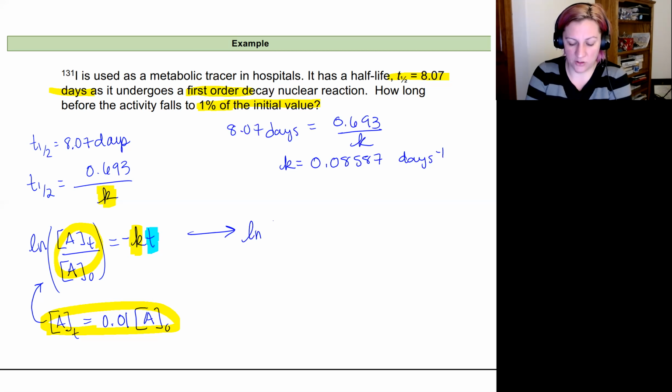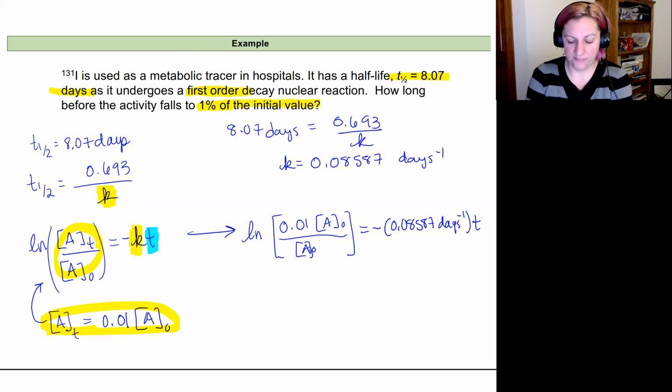So I'll have the natural log of 0.01 of my initial concentration, so that's for time t, divided by my initial concentration. It's equal to negative 0.08587 inverse days times t. So these initial concentrations cancel out in this equation, and this simplifies to the natural log of 0.01.